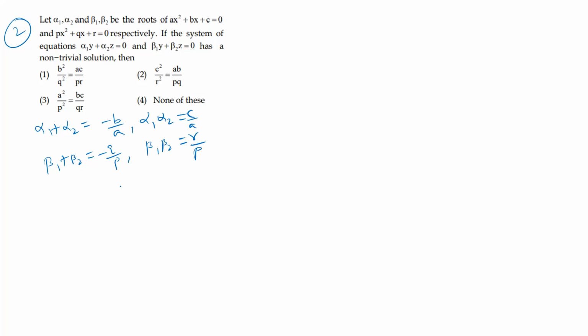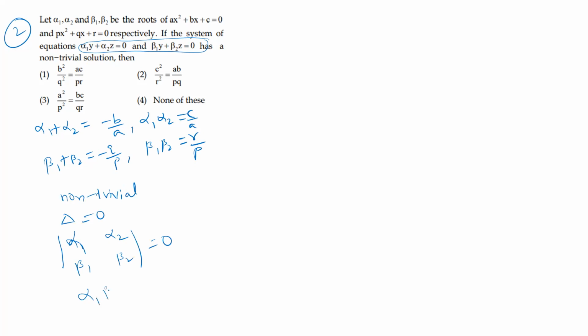The system of equations has a non-trivial solution. These two are linear homogeneous equations in this case. So non-trivial solution means non-zero solution. For non-zero solutions, delta is equal to 0. Delta is nothing but the coefficients of y and z only here. Alpha 1, alpha 2, beta 1, beta 2 is equal to 0.